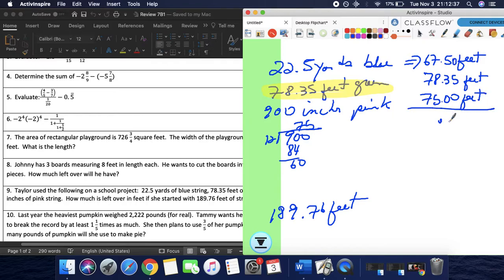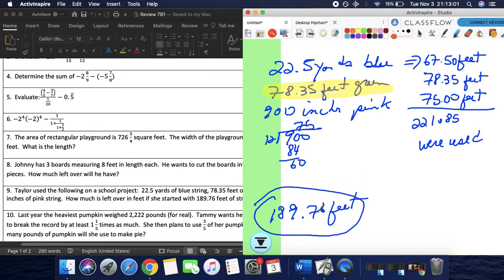Adding these up, we get 221.85 feet used. And the question doesn't make any sense, because if you started with 189.76, how did you use 221.85? So whoever made the question, probably me, should have upped this number by a little bit.